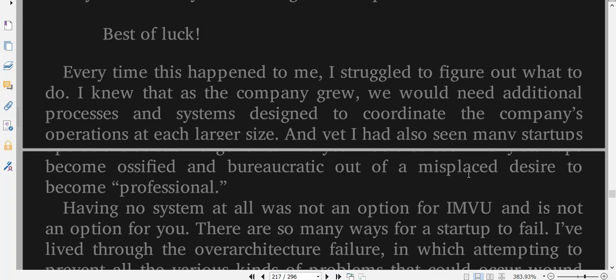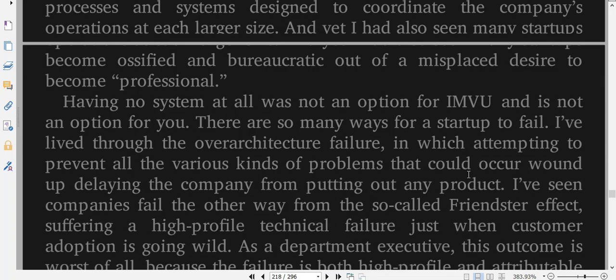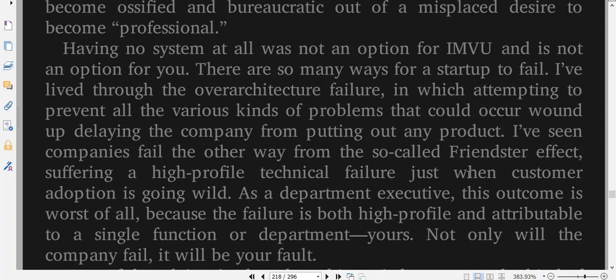Every time this happened to me, I struggled to figure out what to do. I knew that as the company grew, we would need additional processes and system design to coordinate the company's operations at each larger size. And yet I had also seen many startups become ossified and bureaucratic out of a misplaced desire to become professional. Having no systems at all was not an option for IMVU and is not an option for you.